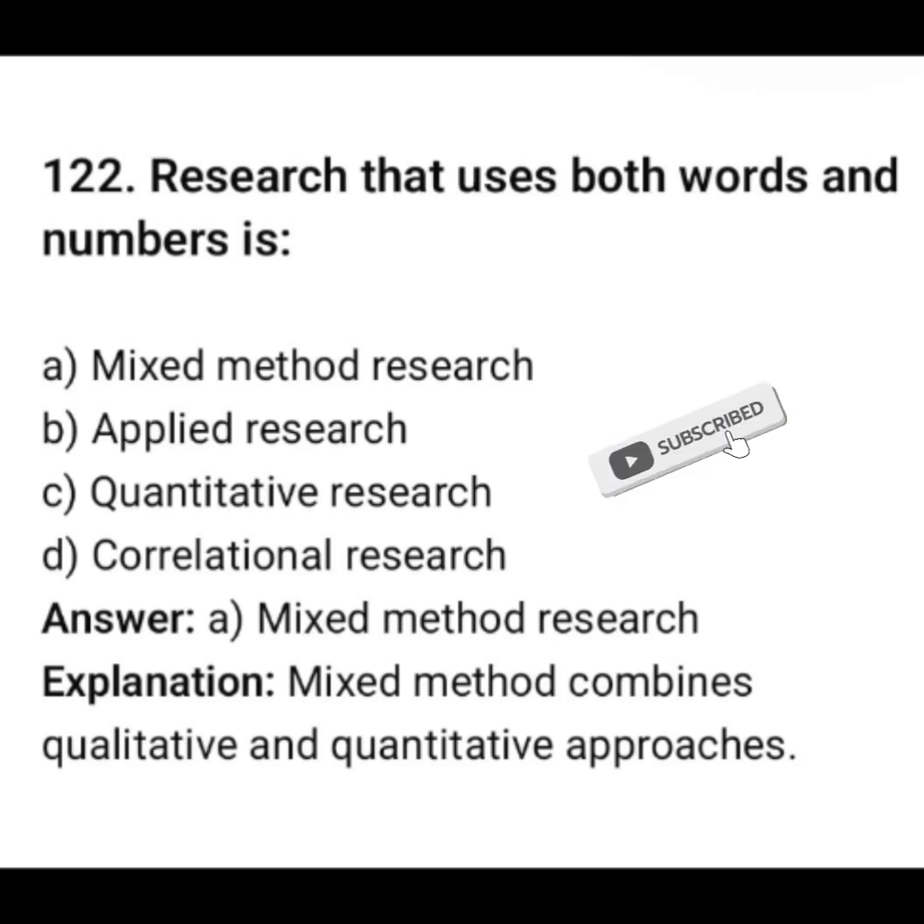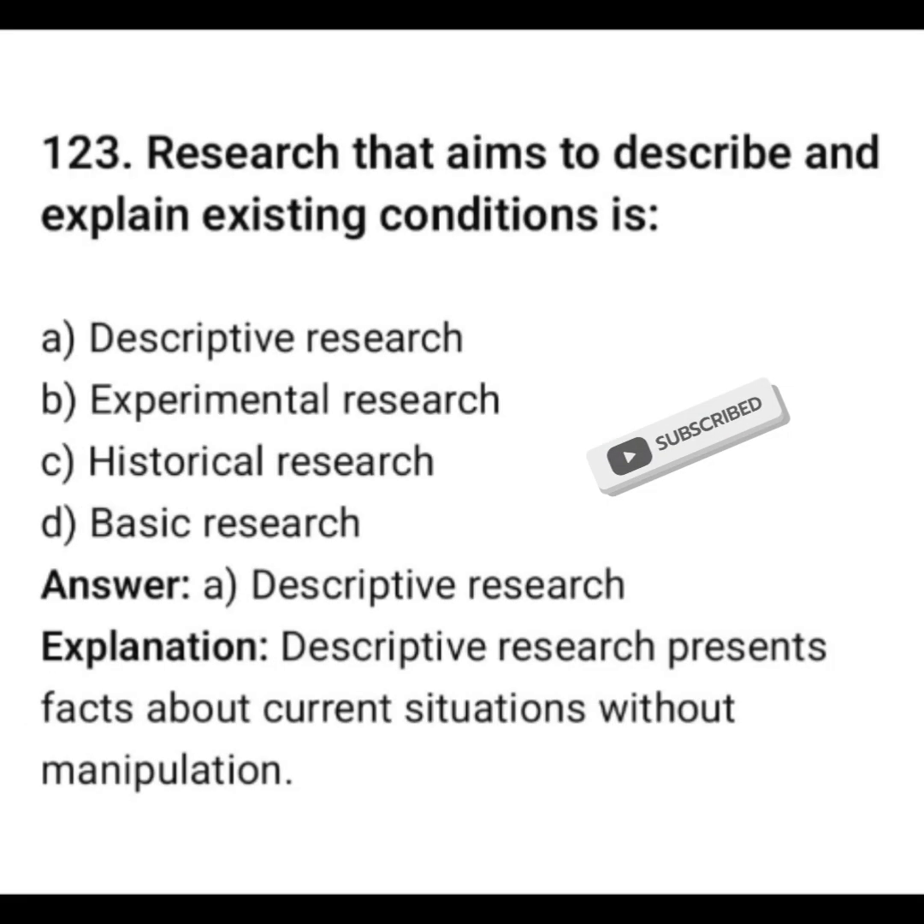Research that uses both words and numbers is mixed method research, applied research, quantitative research, correlational research. The correct answer is option A, mixed method research. Mixed method combines qualitative and quantitative approaches.